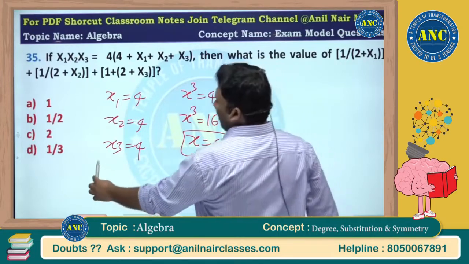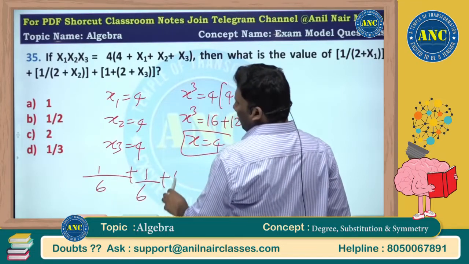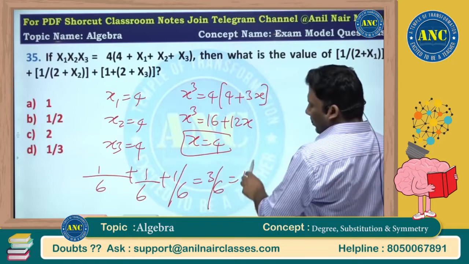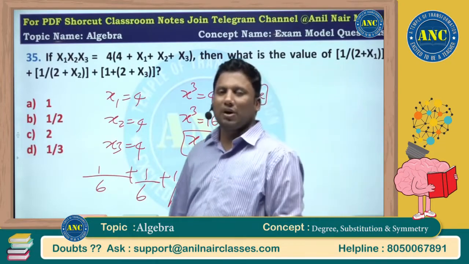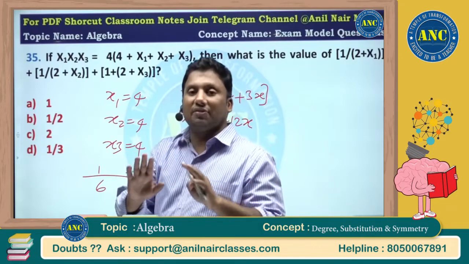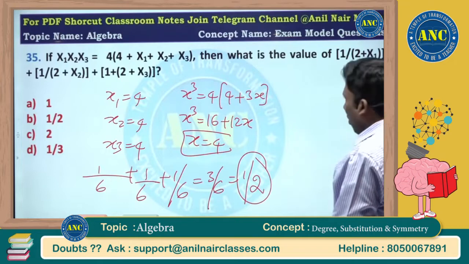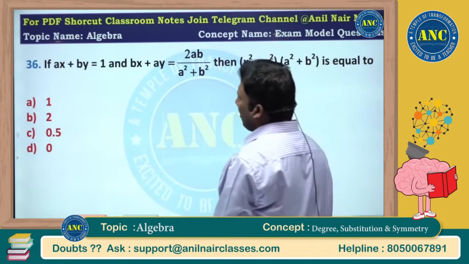So this will be 1 by 2 plus 4, three times, 3 by 6. Answer for this question is 1 by 2. Symmetric function is a function where all the variables should be equal.